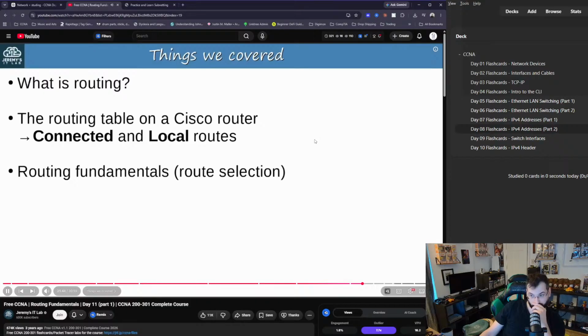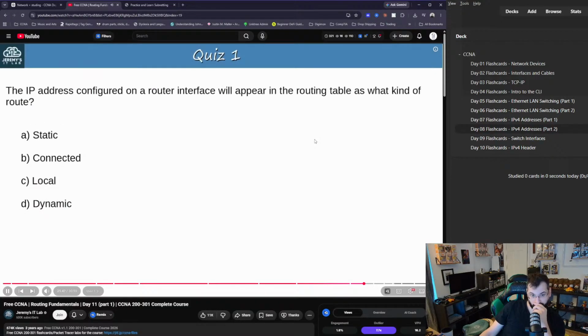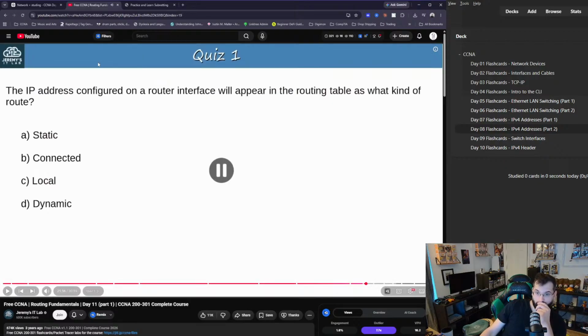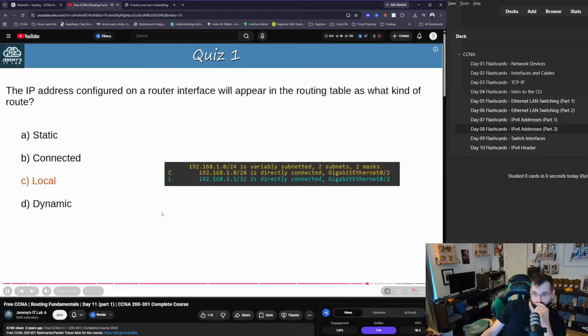Here's quiz question 1. The IP address configured on a router interface will appear in the routing table as what kind of route? Pause the video now to select the best answer. Is it connected? Okay, the answer is C, local. When you configure an IP address on an interface, 2 routes are automatically added to the router's routing table, assuming the interface is enabled. Note that if the interface is shut down, the routes won't appear.